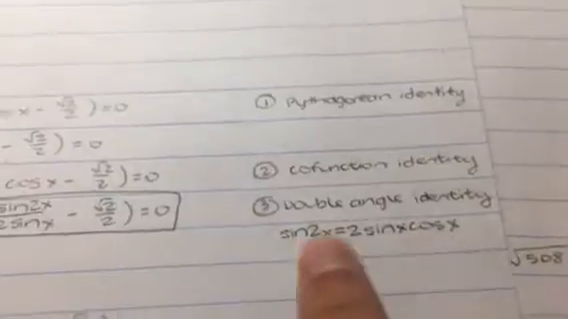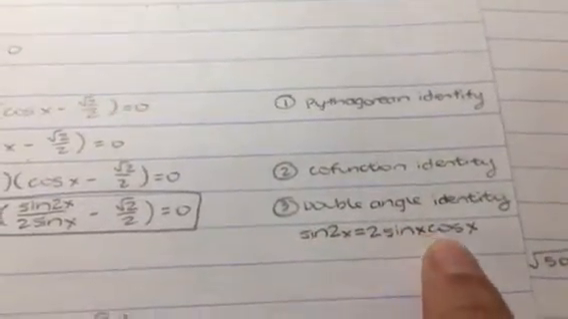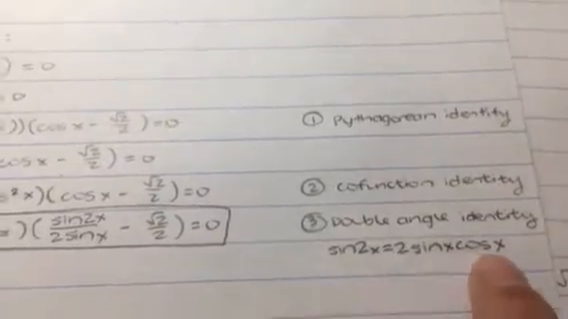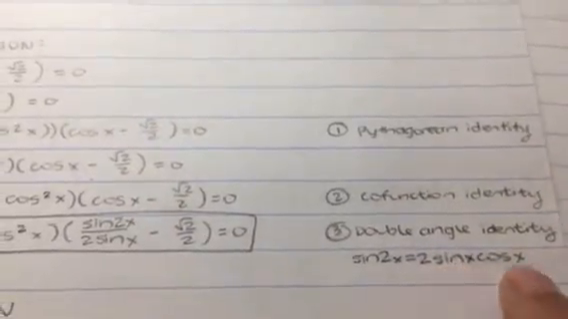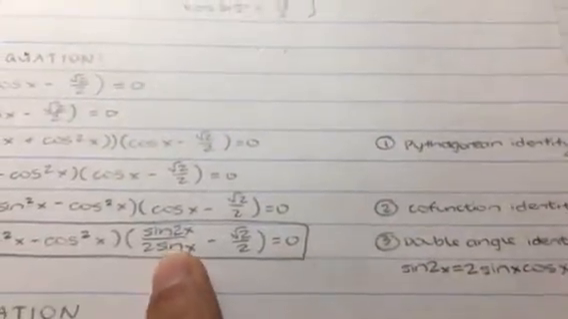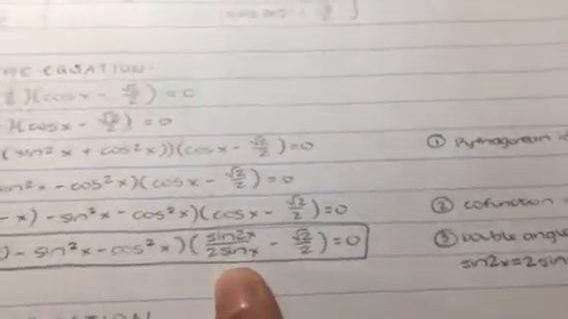This is the double angle identity: sine 2x is equal to 2 sine x cosine x. And then I just isolated cosine x on one side. So cosine x is equal to sine 2x divided by 2 sine x, which is what I did here. And so I just substituted sine 2x over 2 sine x for cosine x.